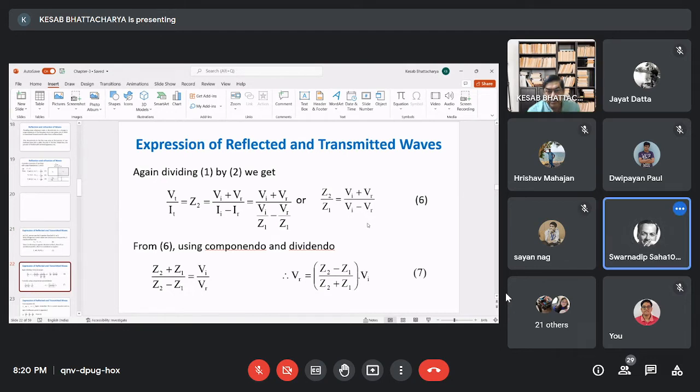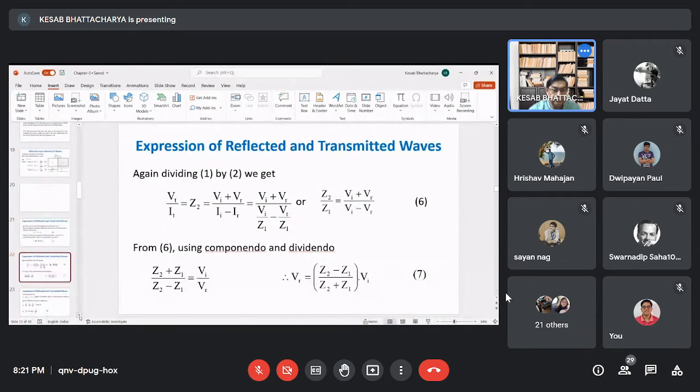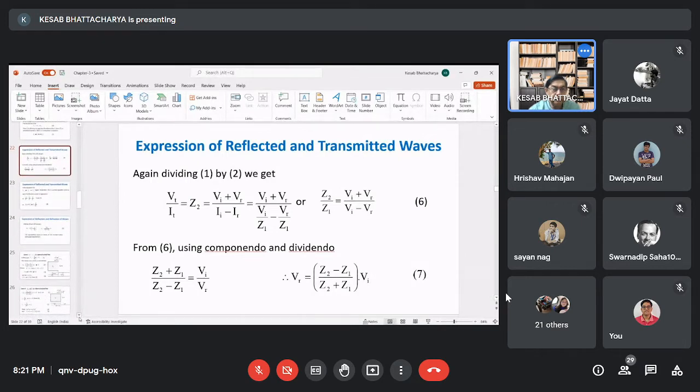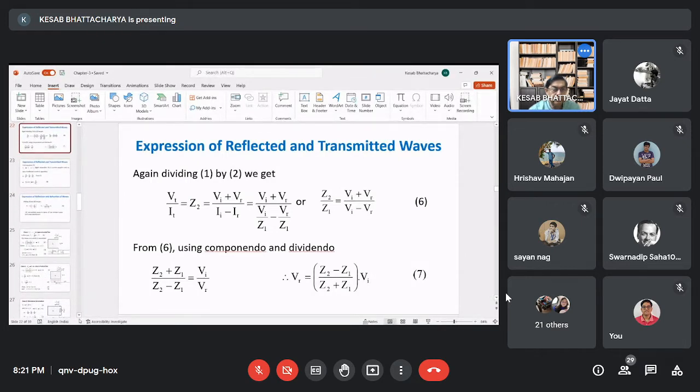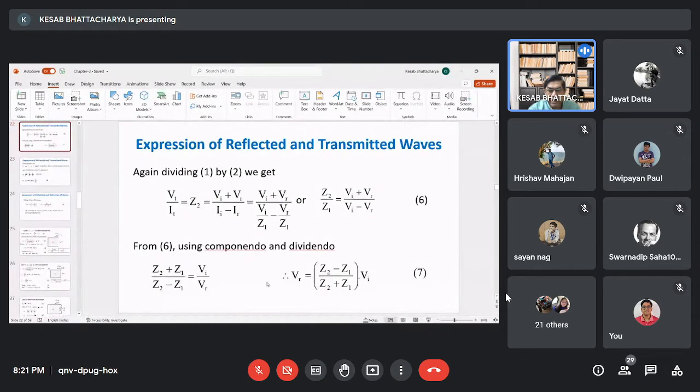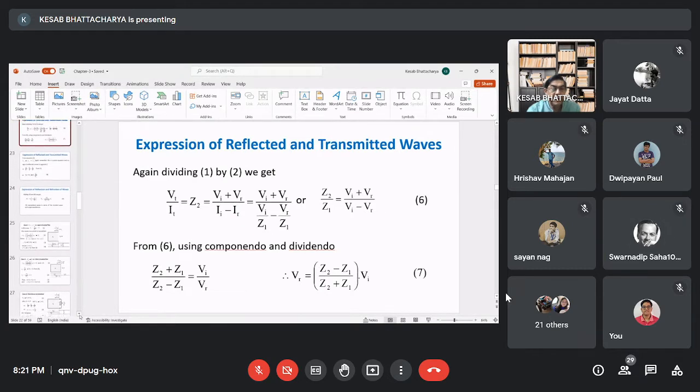Yes, sir. Now let this be our equation 6. Now using componendo and dividendo, what can we write? Can we write this equation 7? Vr is equal to Z2 minus Z1 by Z2 plus Z1 into Vi. Can we write this, equation 7? Yes, sir. Okay.